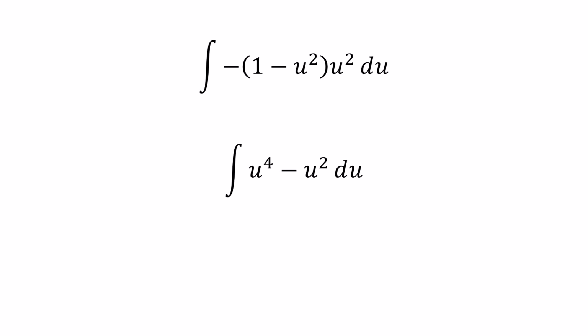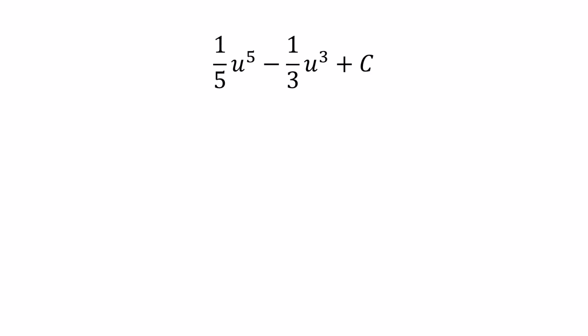Integrating, we obtain 1/5 u to the 5th minus 1/3 u cubed plus c. Back substituting, we arrive at a final answer of 1/5 cosine to the 5th of x minus 1/3 cosine cubed of x plus c.